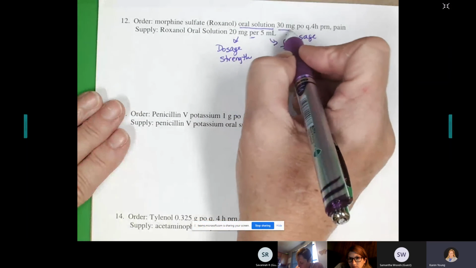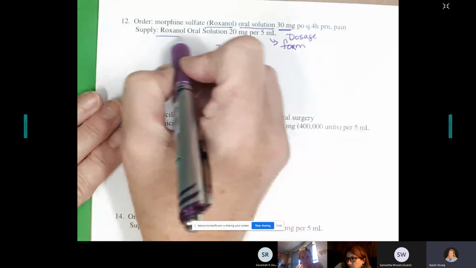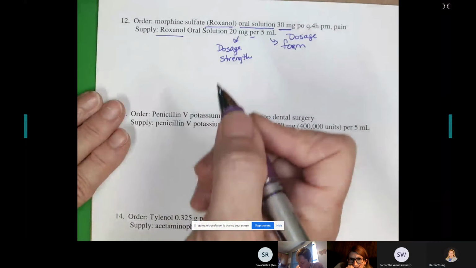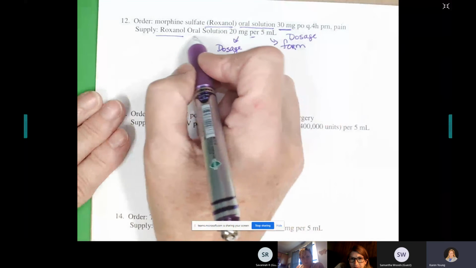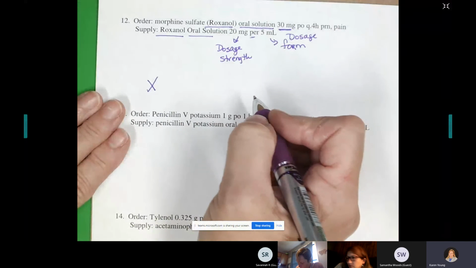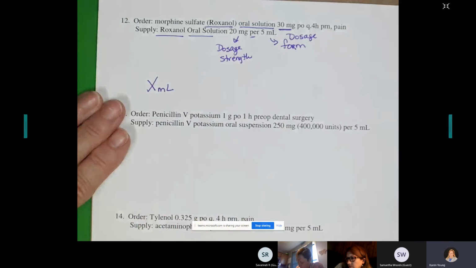This is also called our supply dose. And then we still have our doctor's order. Still have to make sure that our medication's the same. We also have to check and make sure that they're both oral solutions. But the calculations are the same. So this time, since it's an oral solution, I'm looking for the number of milliliters I will give.